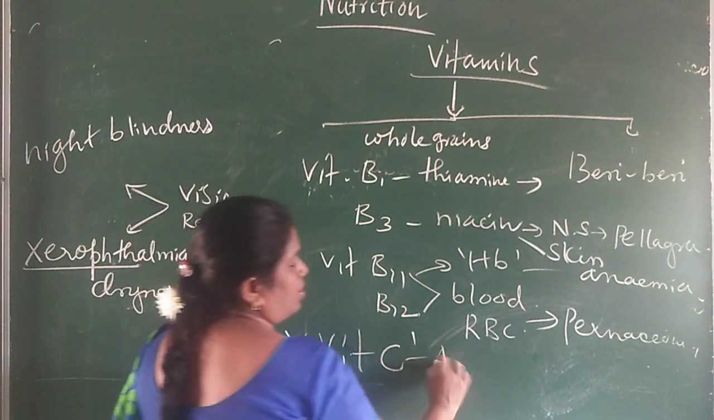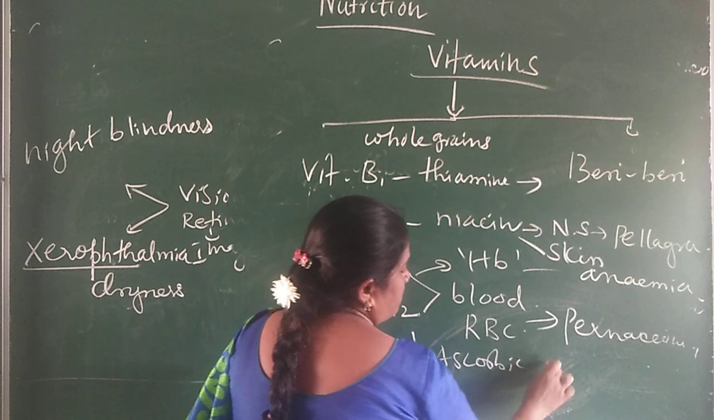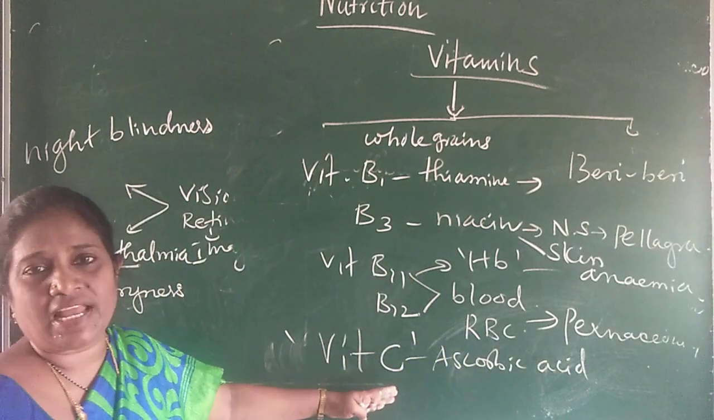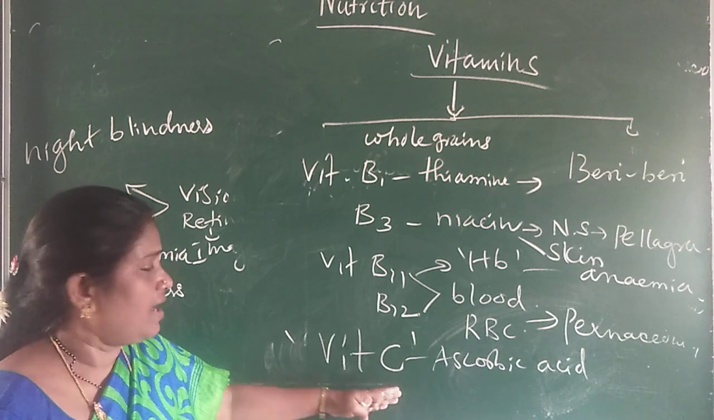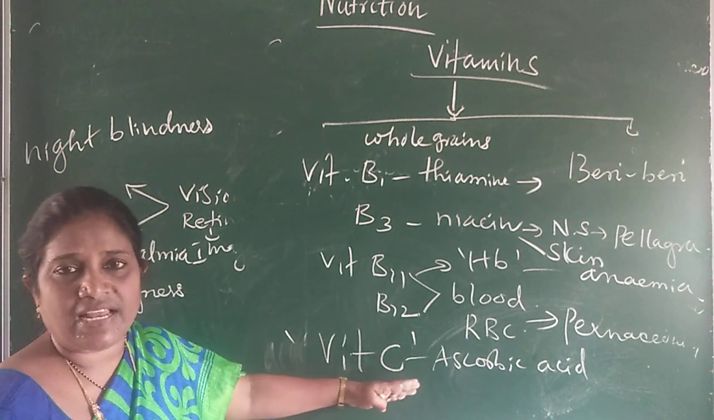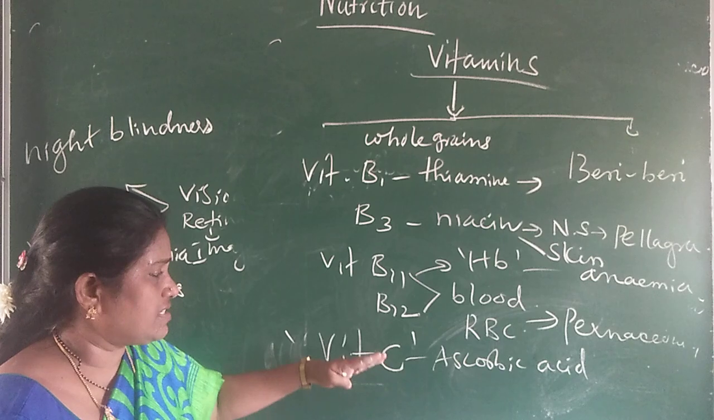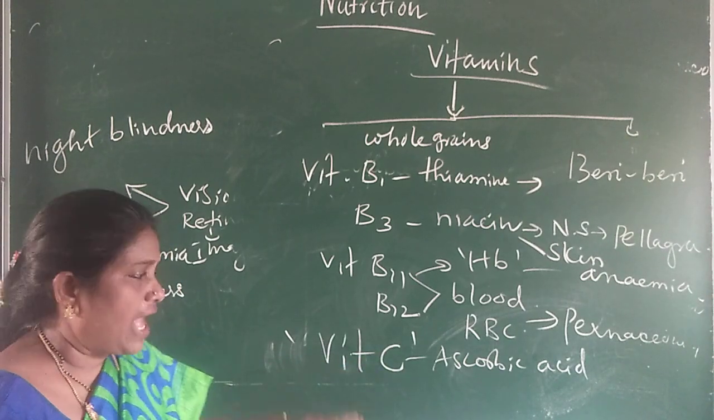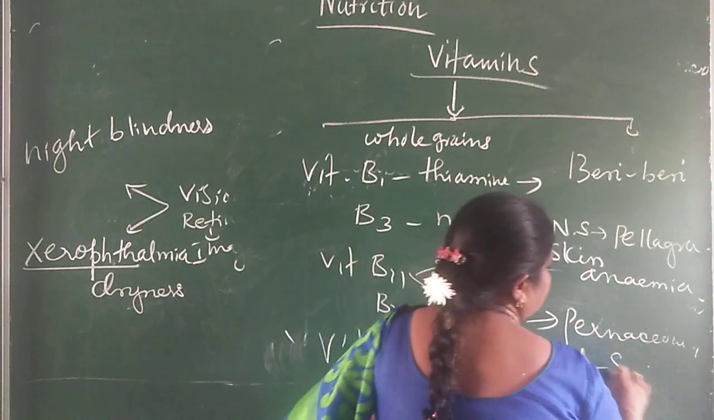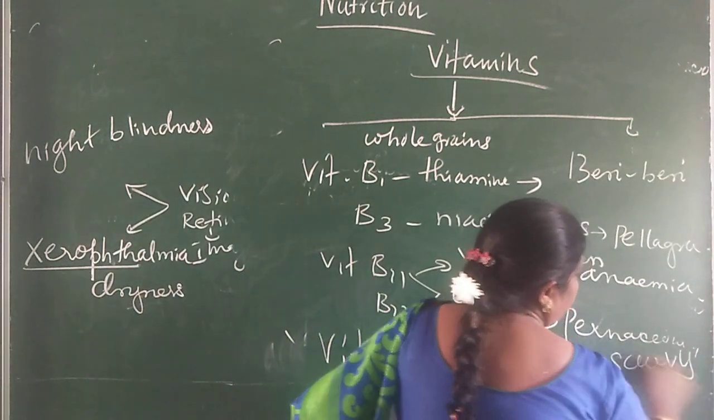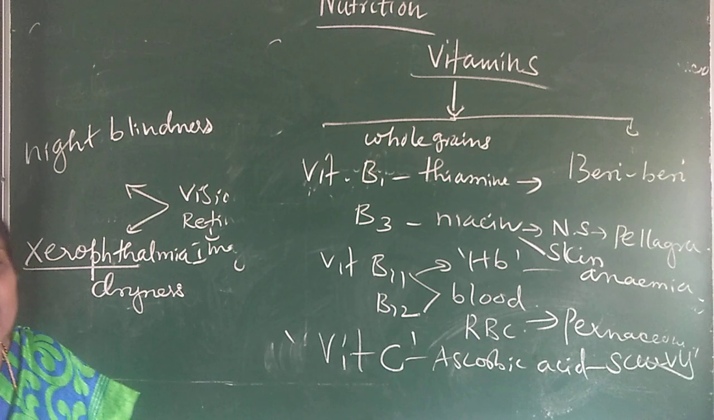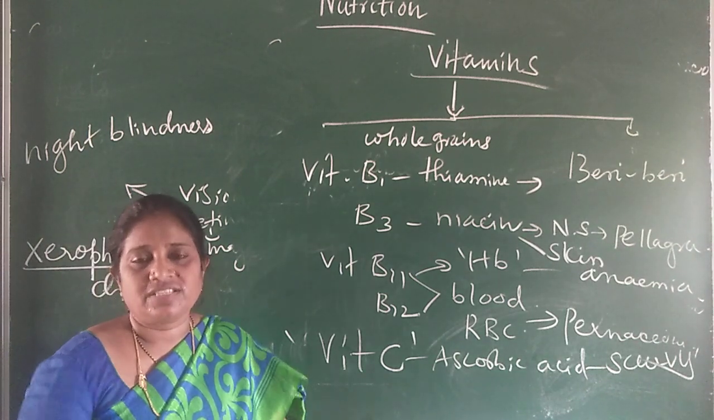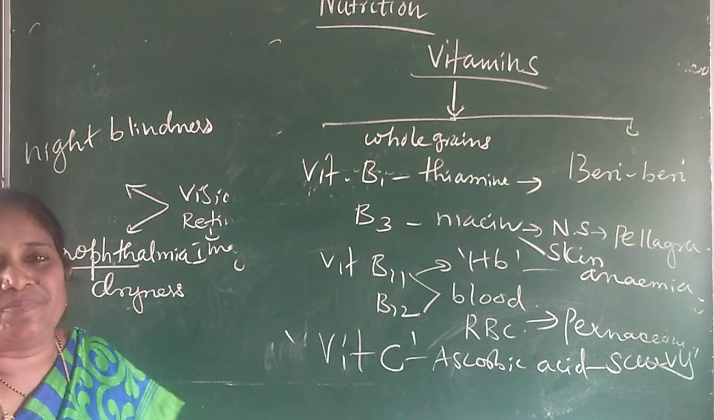Vitamin C is called ascorbic acid, and it is mainly found in citrus fruits like lemons and oranges. It is very important for the functioning of your gums. Lack of vitamin C leads to a disease called scurvy, where the gums start bleeding. So that's about the various vitamins.